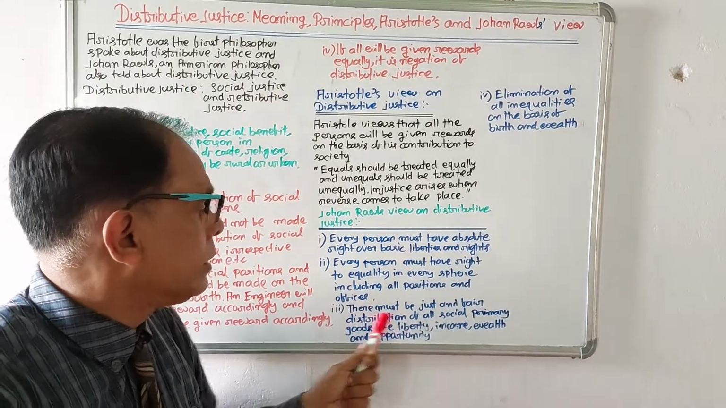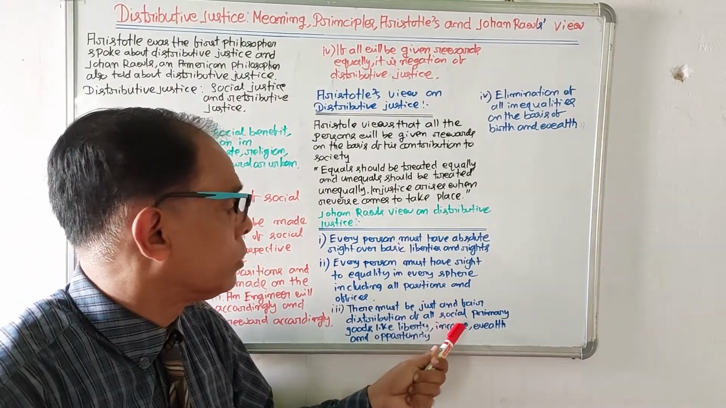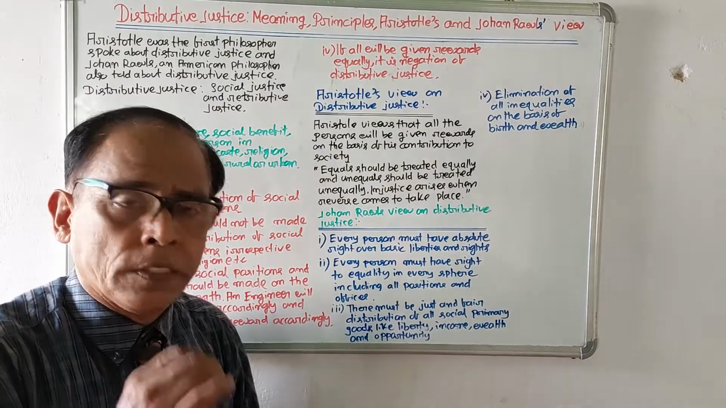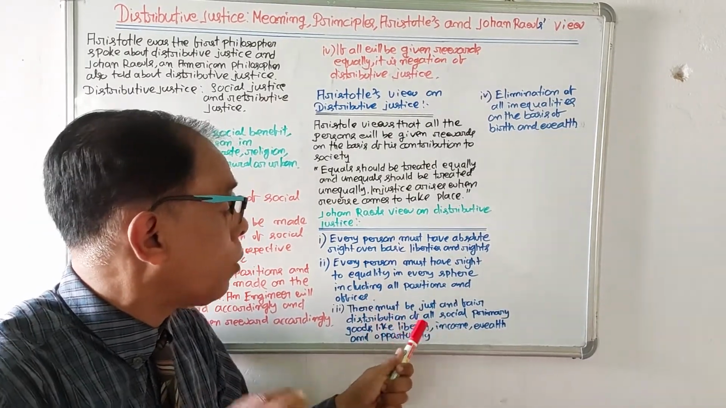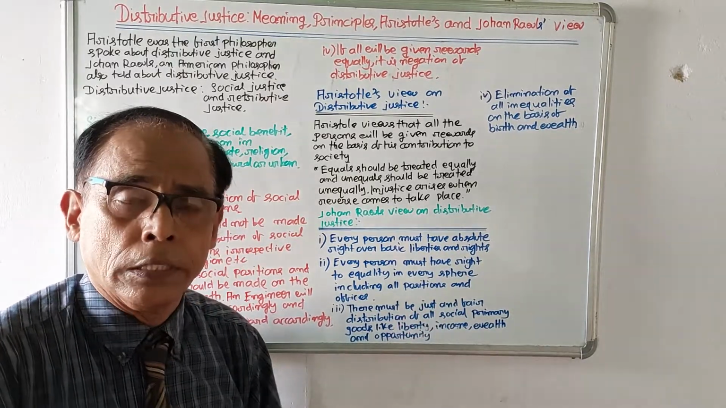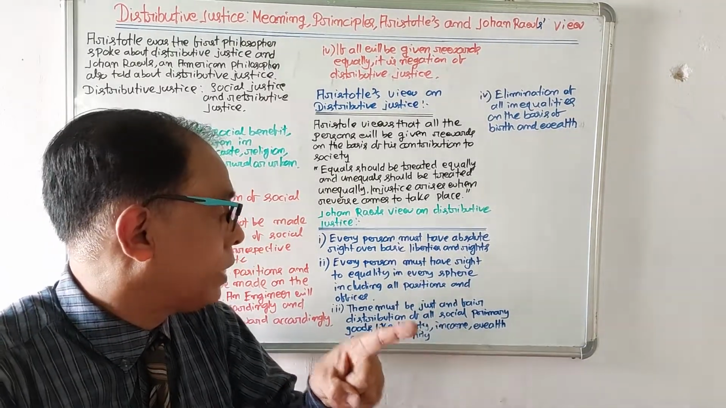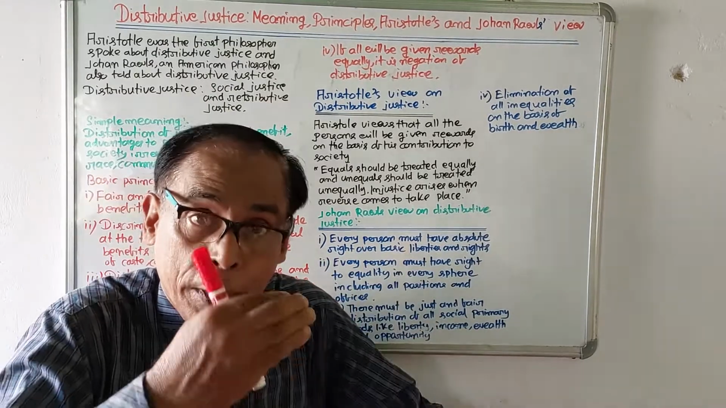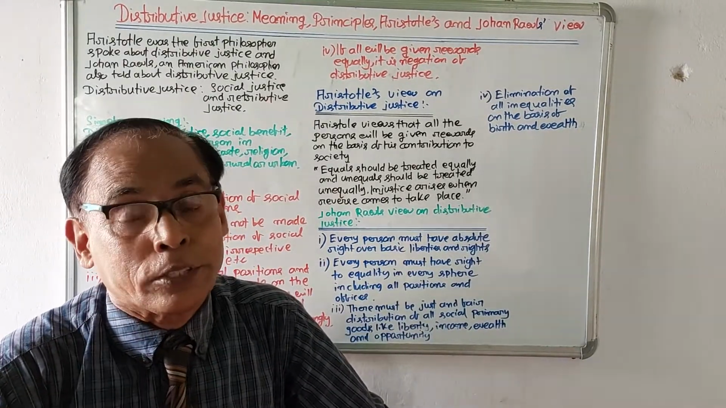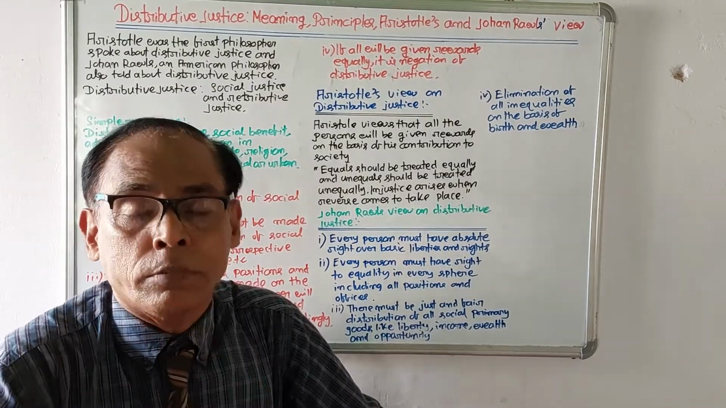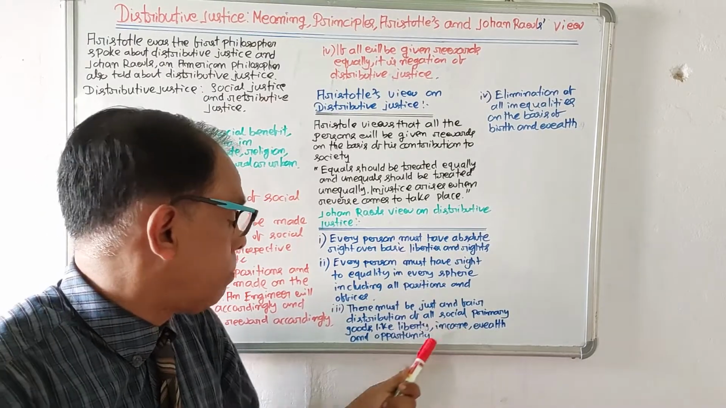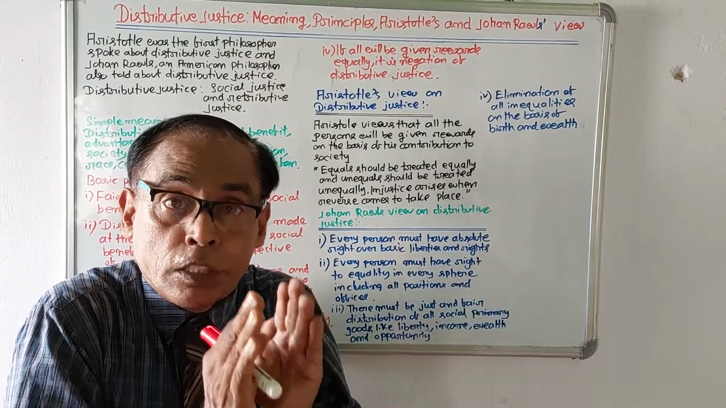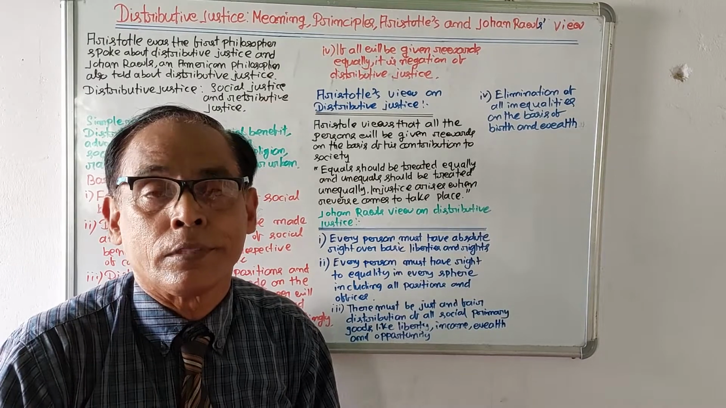Number 3, there must be just and fair distribution of all social primary goods like liberty, income, wealth, and opportunity. In distributive justice, there must be just and fair distribution of primary social goods like liberties, freedoms, opportunities, income, wealth, etc. Whenever social benefits will be given, they must be given in a just and fair way. There should not be discrimination.